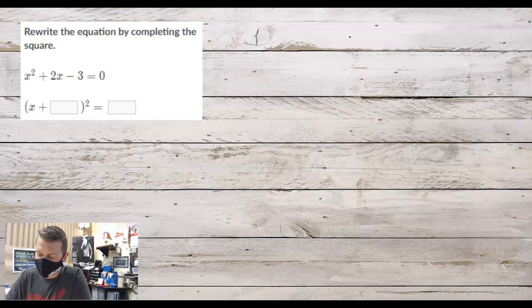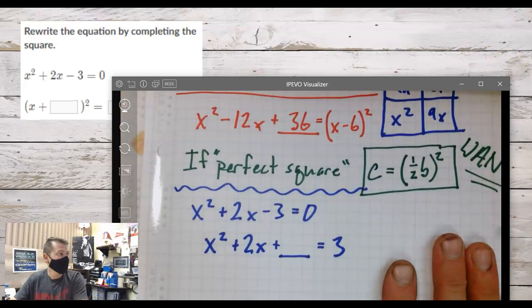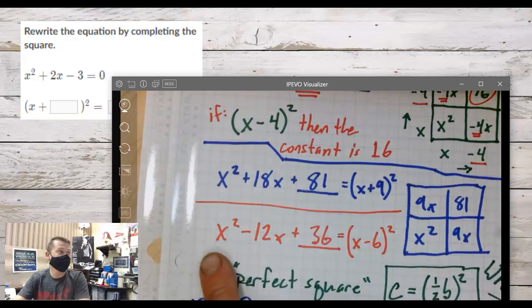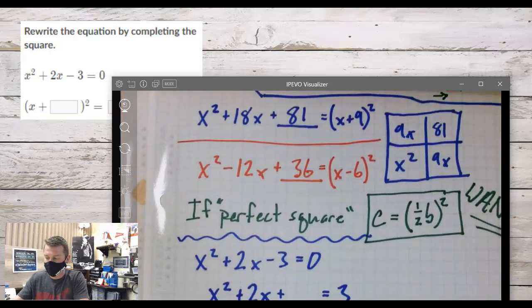So if we move it, it comes over to the right-hand side as a positive 3. That allows us to say, okay, this is what I'm working with. You can't see my paper. If we move it to the right-hand side, it allows us to act like these problems up here, right? Okay, what is my missing constant? What is the constant that I want?